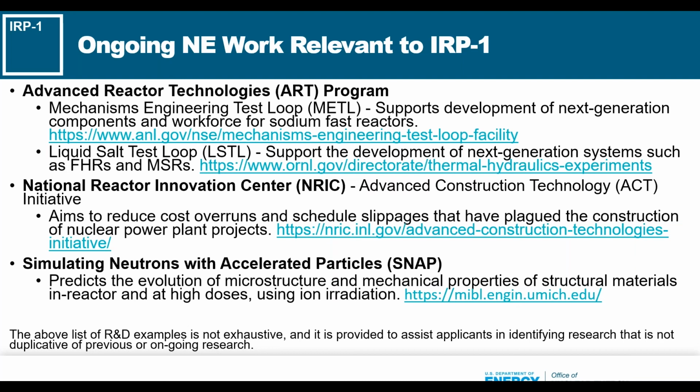Also, under INRIC, we have some areas to reduce the cost overrun and schedule slippage that plague the construction of nuclear power plants. I put this link in here, and of course, the last one is SNAP. This is looking at the microstructure and mechanical properties of materials in a reactor at high doses, and it's specific to using ion radiation. There are many others. I'll get to another slide here, but in addition to me, there will be program and project managers working at the national labs who can provide some insight, and we'll address that on the next slide. Next slide, please.